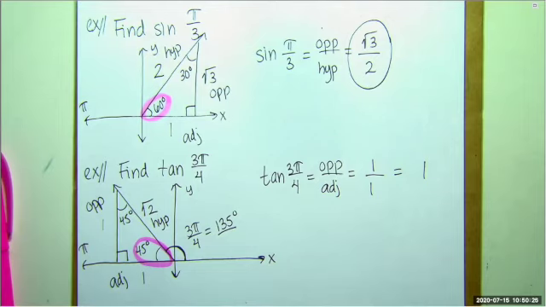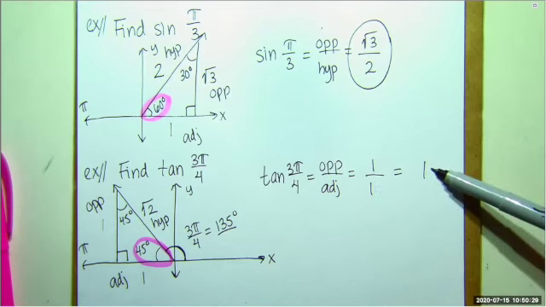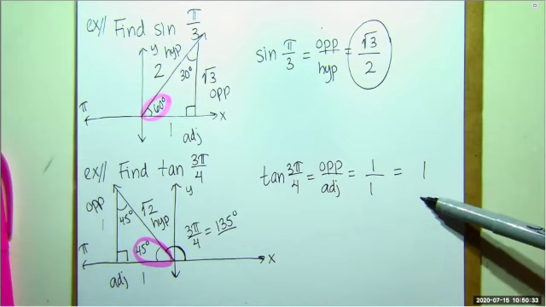First thing we should check, can we reduce our fraction? Certainly 1 over 1 is 1, got it. Second thing, do we need to rationalize our denominator? No. Okay, third question is, should our final answer be positive or negative?